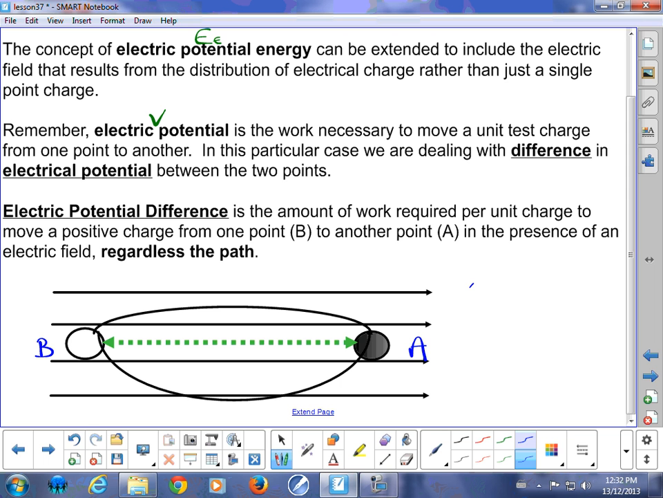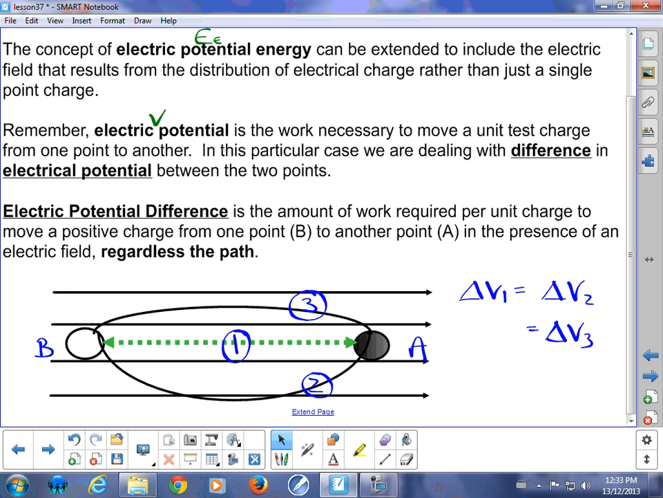So delta V1 will equal delta V2 in terms of our pathway, and I have a third one there, which would equal delta V3. Those match up with pathway 1, pathway 2, pathway 3. So those are my 3 pathways.